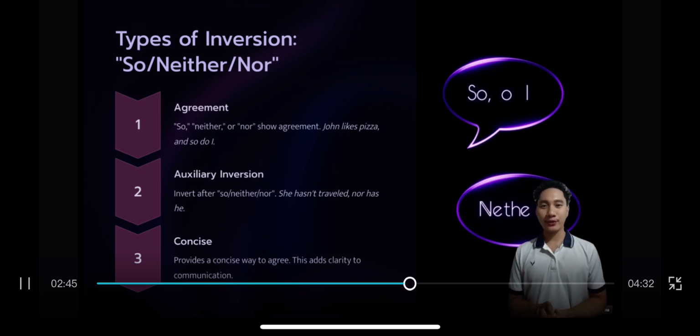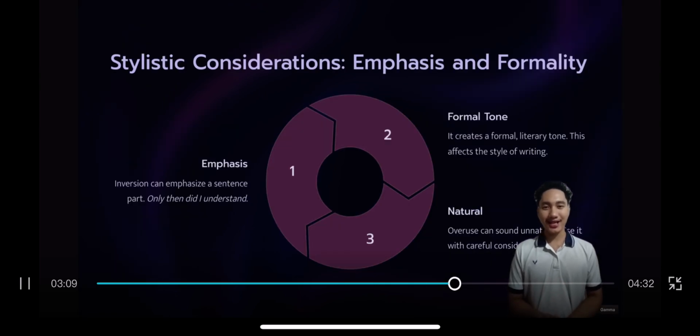There are also types of inversion with so, neither, and nor. In agreement, so, neither, and nor show agreement. John likes pizza, and so do I. For auxiliary inversion, invert after so, neither, nor. For example, she hasn't traveled, nor has he. It provides a concise way to agree. This adds clarity to communication.